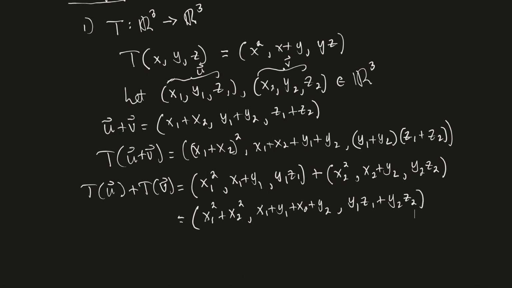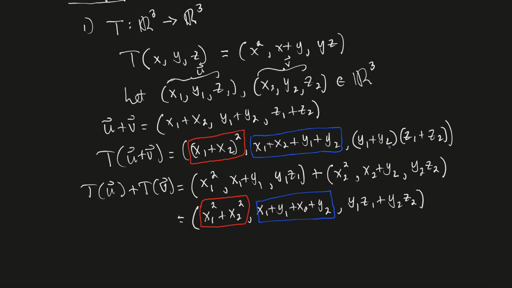And then what I have to do is compare the components of this image with the sum of these images and see if they're the same. So here is what I get in the first component if I add first and then I transform. If I transform first and then add, this is what I get. That's not the same. So that's a problem. The middle components are the same, because our addition is commutative.